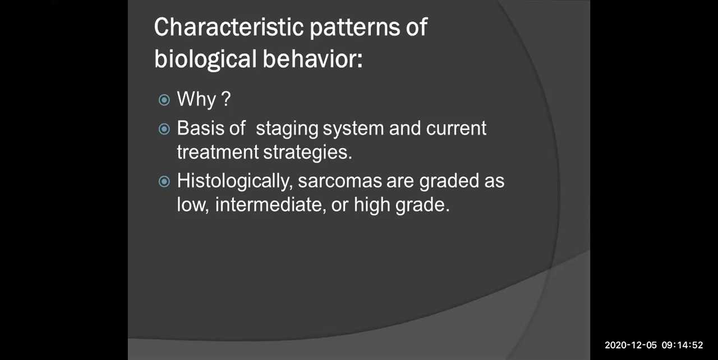Then histologically, sarcomas are graded as low, intermediate, and high grade. This is the classical. According to your level, this is the classical. Low, intermediate, and high grade. Nowadays, they are only low or high grade, to be honest. And the striking example is osteosarcoma. In the classical way, it is classified as intermediate, but nowadays it is high grade, okay?